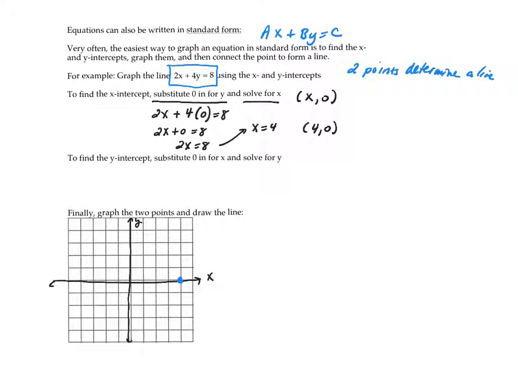That's our first point. To find the y-intercept, we do the opposite. We put 0 in for the x and solve for y. So substitute 0 in for x. We get 2 times 0 plus 4y equals 8. That's 0 plus 4y equals 8, or 4y equals 8. And that is going to give us y equals 2. So this time around we have the point 0, 2. So if you connect those 2 points, that's the graph of your linear equation.